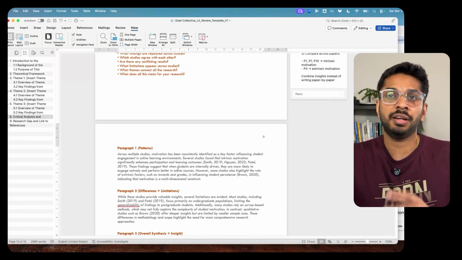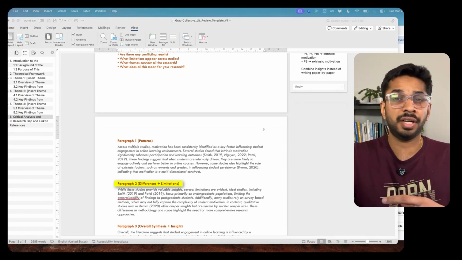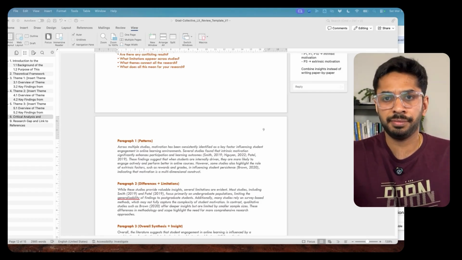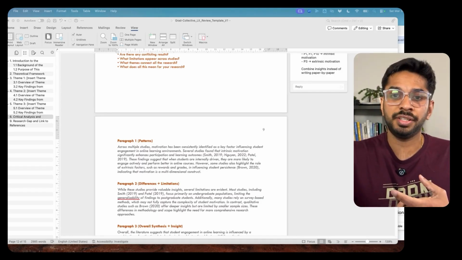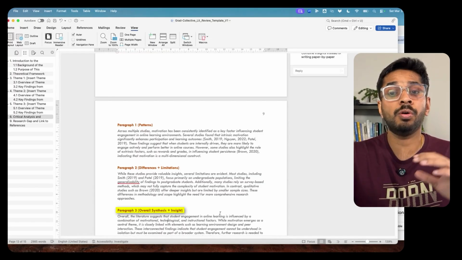So that's where you identify the patterns. Then you move on to differences and limitations that you have seen as you have read these 15, 20 articles. You may reflect on questions like, how do studies differ? What are the common limitations that you have seen? And then finally, you indicate the overall insight.